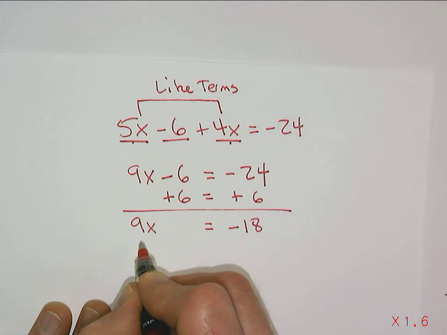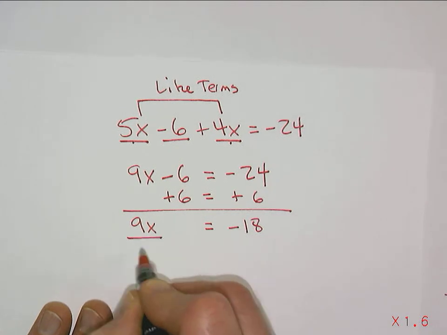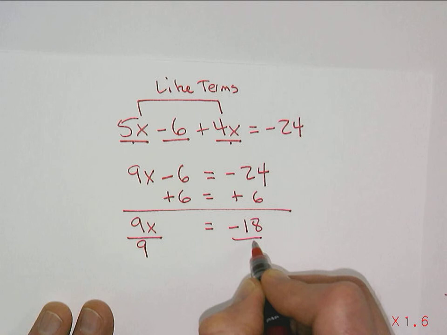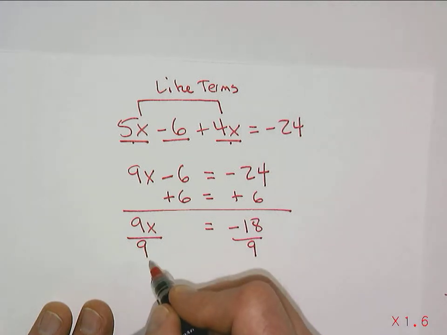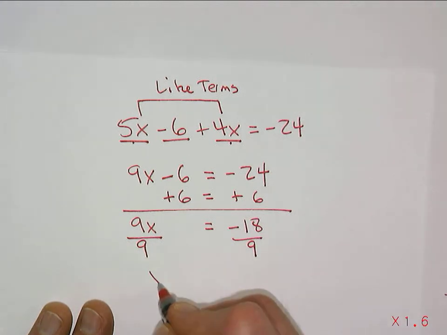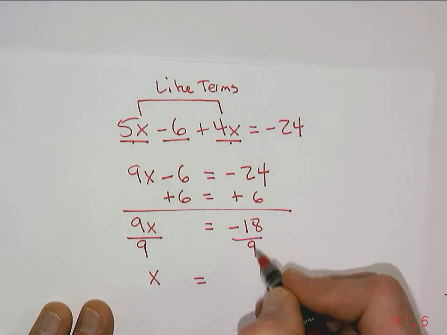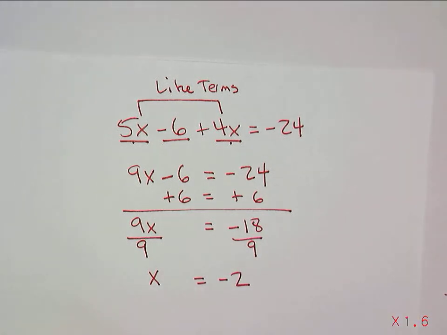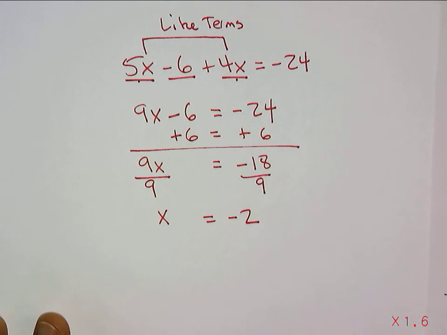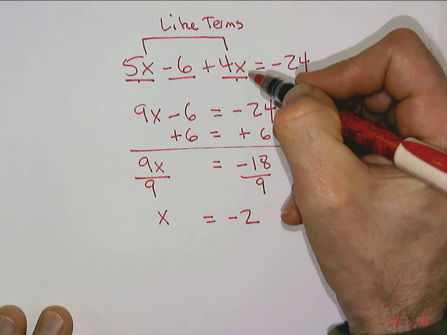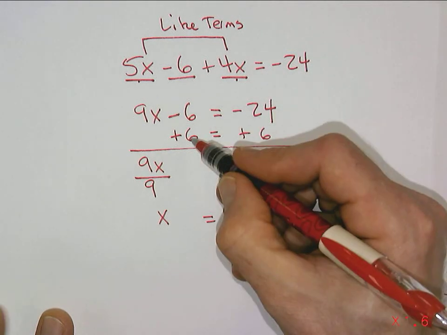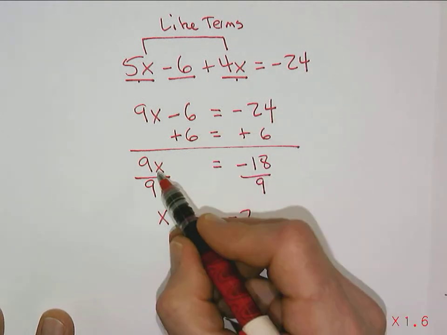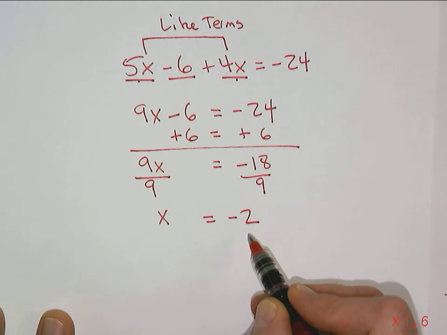And then the last step, I have a multiplication problem, so I'm going to divide by 9, and the 9's cancel, make 1x. And negative 18 divided by a positive 9 is a negative 2. And so there again, I have combined like terms. It's a three-step process. First of all, combining the like terms, then adding the opposite of the number term, and then dividing by the multiplier of x to get our solution.